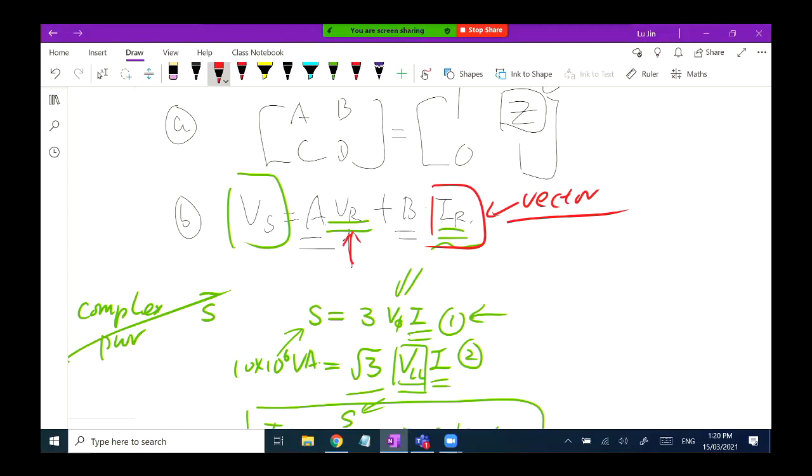Is that okay, everyone? All good? Very last question regarding part B. Yes, after using all these values, we can solve the VS. This VS is the sending end voltage. Is this VS a phase voltage at the sending end or a line-to-line voltage at the sending end?